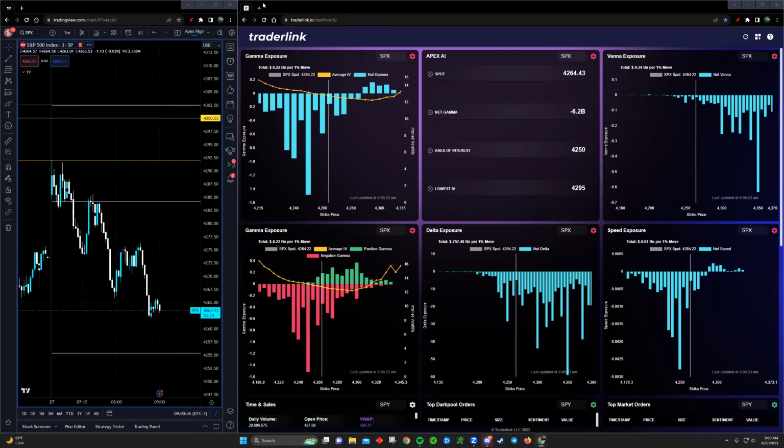So utilizing Vanna today is a little bit harder just because there's nothing insanely relevant under spot price. I don't think there's enough IV sensitivity underneath spot price to call for any type of rehedging scenario. So I wouldn't really worry too much about Vanna acting as a magnet or anything like that.